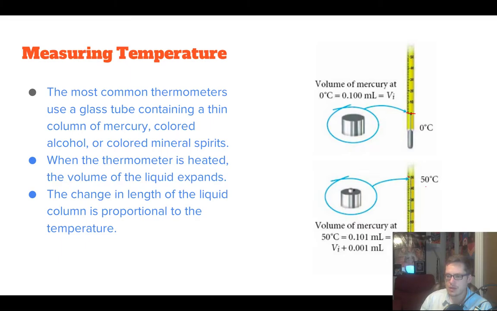And then they make another mark. It's like, okay, that's our 50. And then they just kind of break it down that way. Okay, so essentially the change in the length of the liquid column is proportional to the temperature. All right, so you can actually set up a ratio.